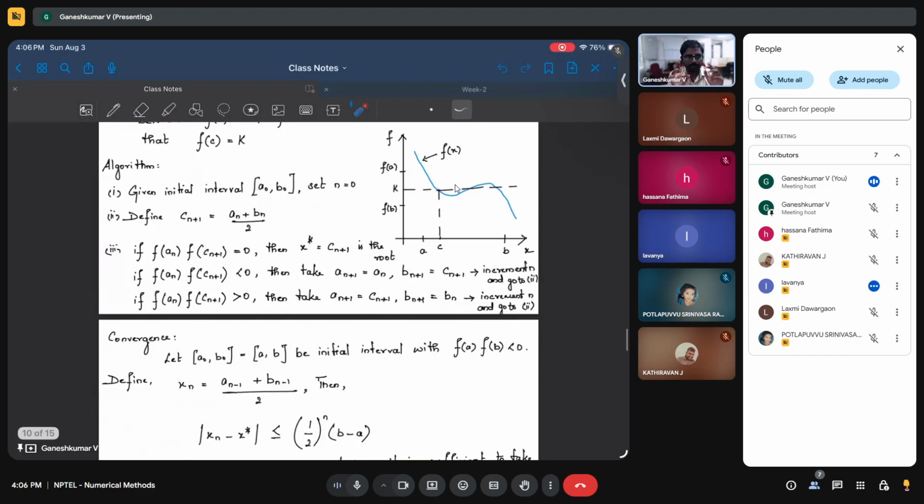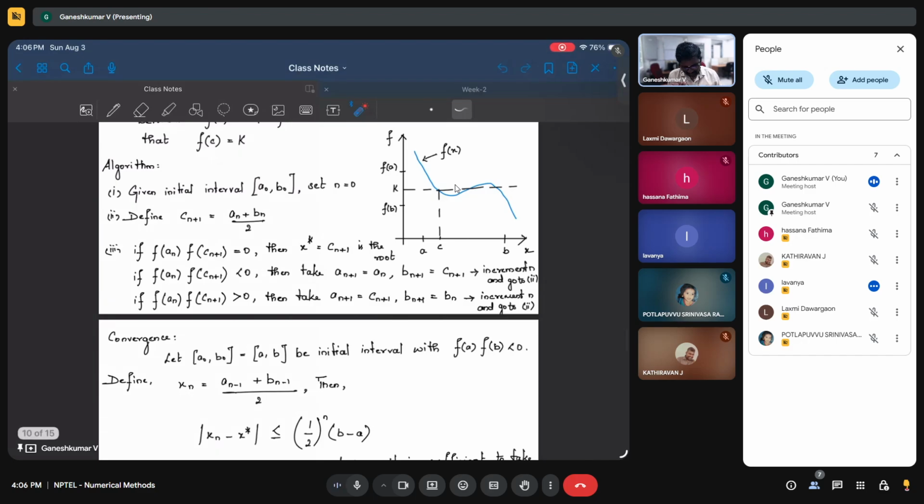So find the midpoint between these two, a naught and b naught, and check whether that is a root. If not, you say whether the root lies in between a and c or in between c and b. Based on that, you update your interval again. You continue these two steps again and again until you reach the root.